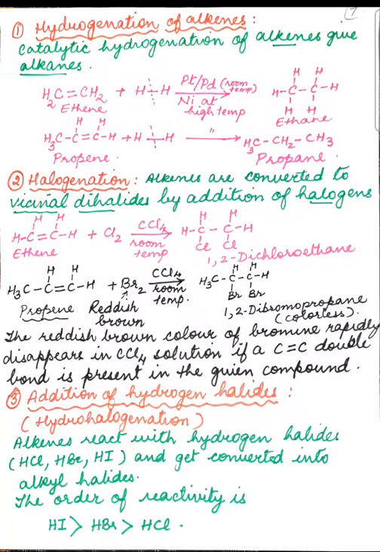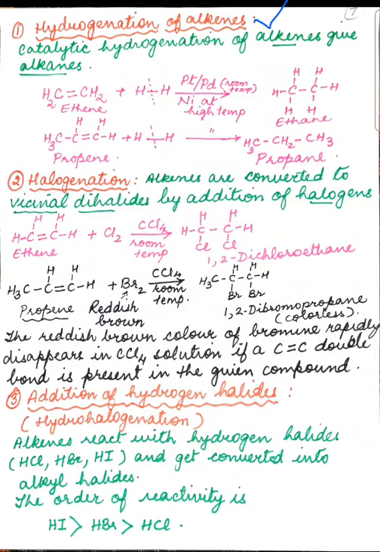Alkenes are more reactive than alkanes due to the presence of pi electrons. They undergo electrophilic addition reaction. We will study the reactions one by one. First is the hydrogenation of alkenes. Catalytic hydrogenation of alkenes forms alkanes.